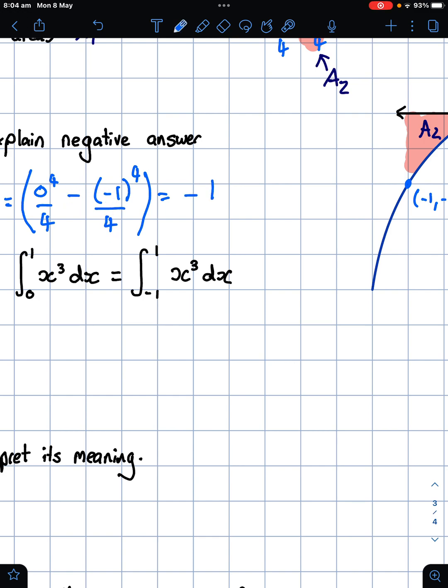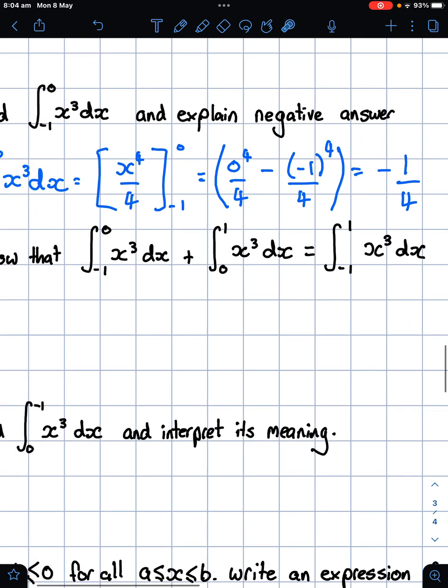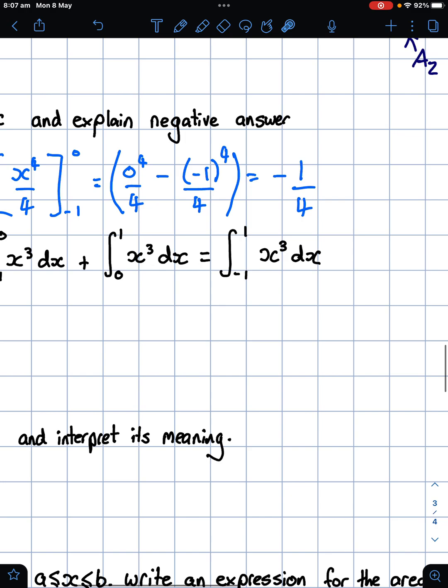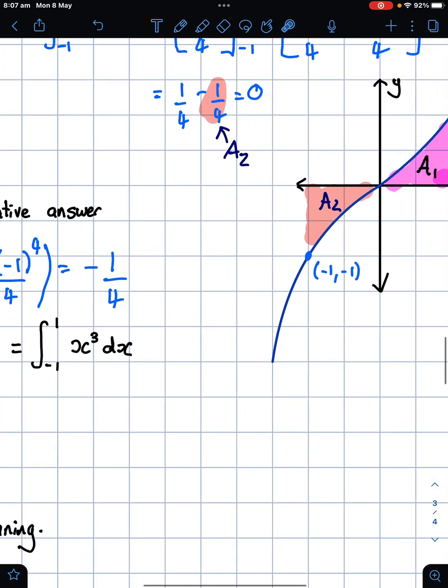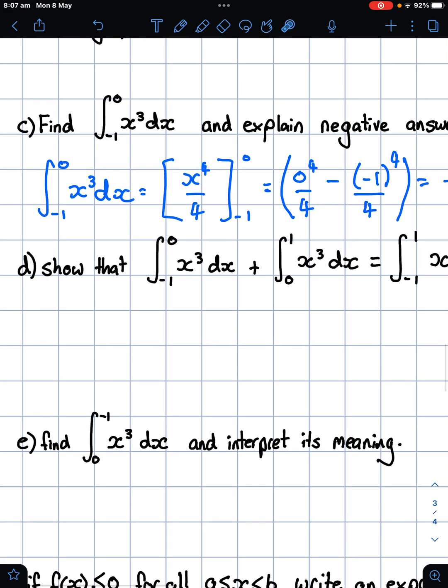We've got an area of -1/4, so it's telling us that the function there is under. So we'll keep going here. We've got that area there. So then we've got, show that the integral between -1 and 0 of x cubed dx, have I done that right, plus 0 to 1.